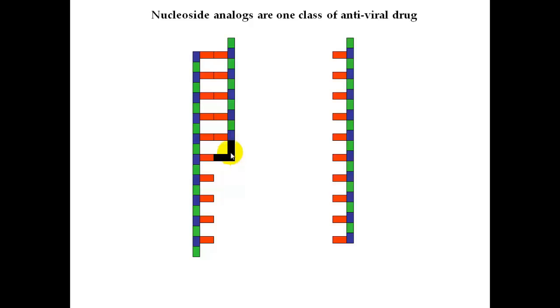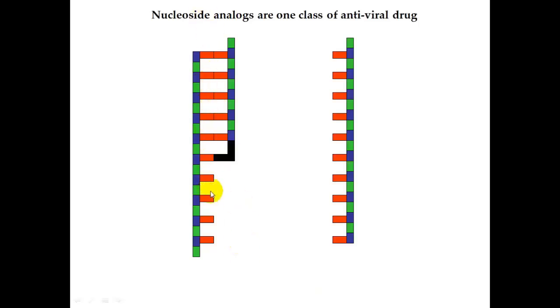So it's not completely identical to a real nucleotide. There are some differences. One of those differences prevents new nucleotides from becoming attached after it. So wherever this nucleotide or nucleoside analog becomes inserted into that chain, no matter how hard DNA polymerase tries, it's not going to be able to insert any more nucleotides into that chain after that point.